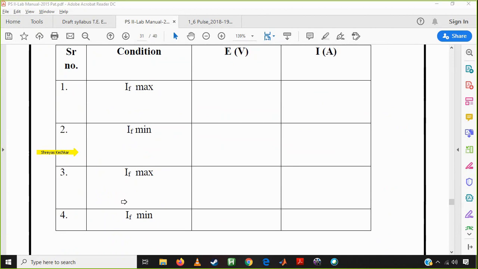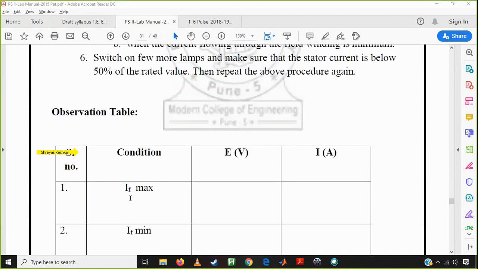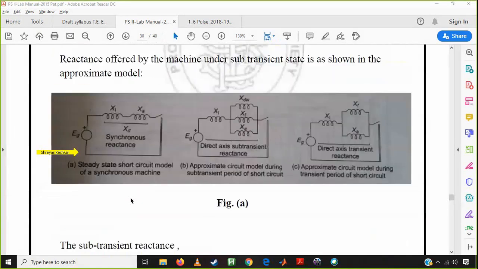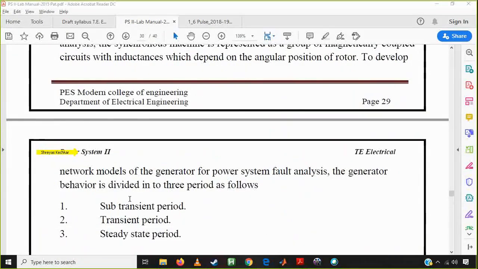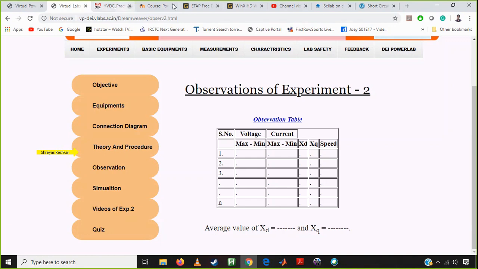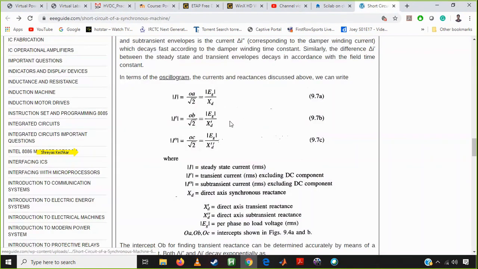Now we look at the theory related to this particular case. In the case of Xd and Xq, basically we have three periods. When a fault occurs at the alternator terminal, we have three different periods: first the subtransient period, then the transient period, and third the steady state period. I am giving you the diagram so you can easily understand.